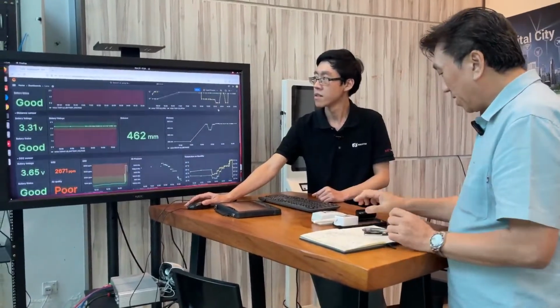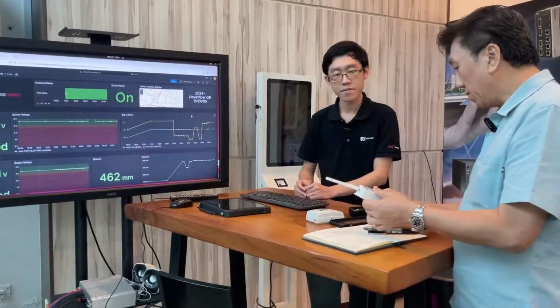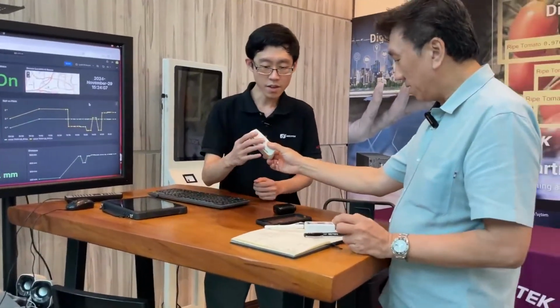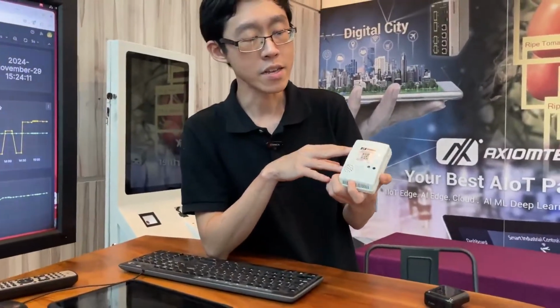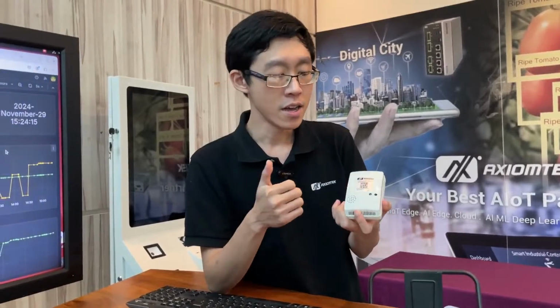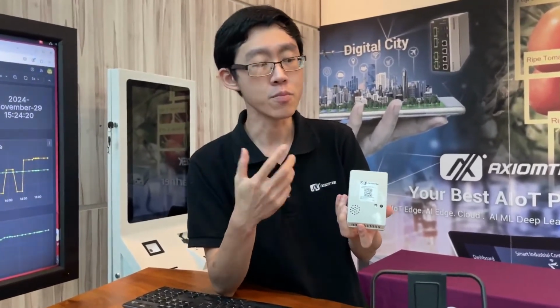So today you can see us having these sensors. Maybe you want to explain about this sensor? Okay. So this one is a CO2 sensor, a carbon dioxide sensor. It's able to measure the concentration of carbon dioxide. And at the same time, it also gives us the surrounding temperature and the humidity value as well.